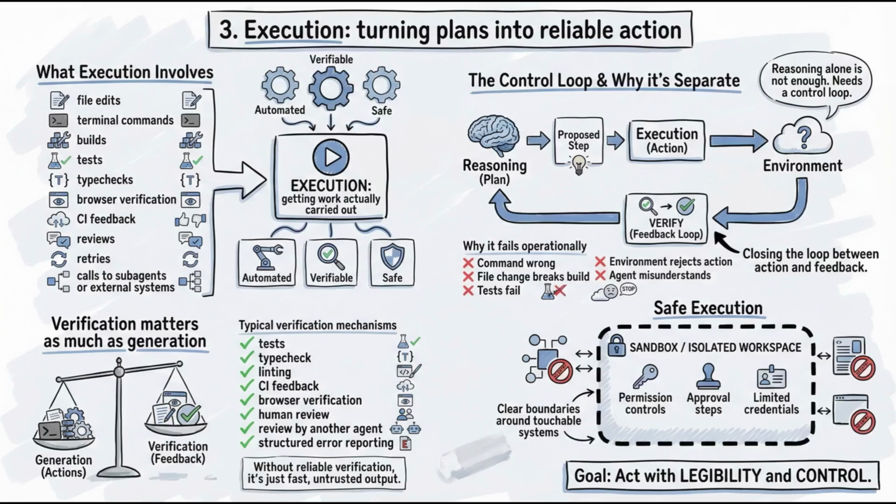Finally, execution naturally raises serious questions about safety and control. In practical, real-world systems, we ensure safe execution through sandboxing, strict permission controls, and mandatory approval steps. We use isolated workspaces, severely limit credentials, and draw crystal clear boundaries around exactly which systems can be touched. Ultimately, the goal of execution is not just to act. The goal is to act with total legibility and control.